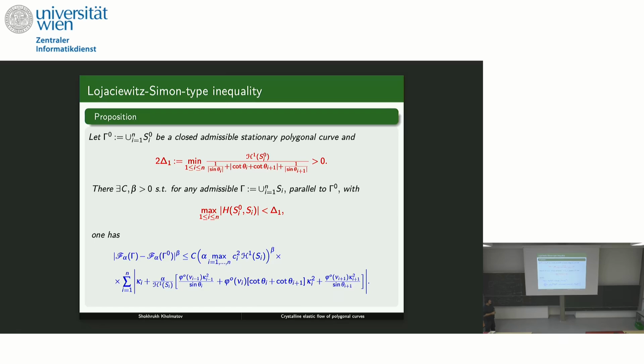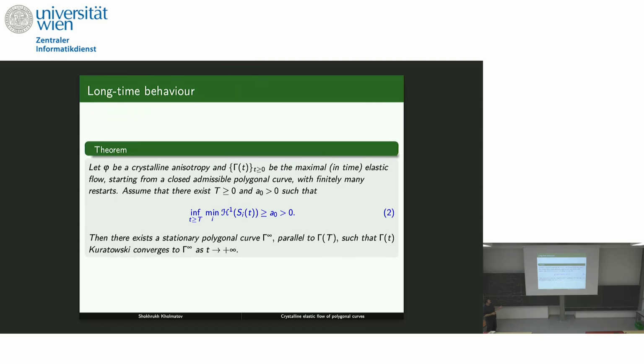First, let me assume that this length does not vanish after a certain time. So I restart my flow after a certain time, I don't need any more restarts, and the flow always continues, and no lengths disappear after that time. Then this Lojasiewicz-Simon inequality implies that there exists a stationary polygonal curve parallel to gamma t, so the initial one at this time, such that gamma t, as time converges to plus infinity, converges to this stationary curve in the sense of Kuratowski.